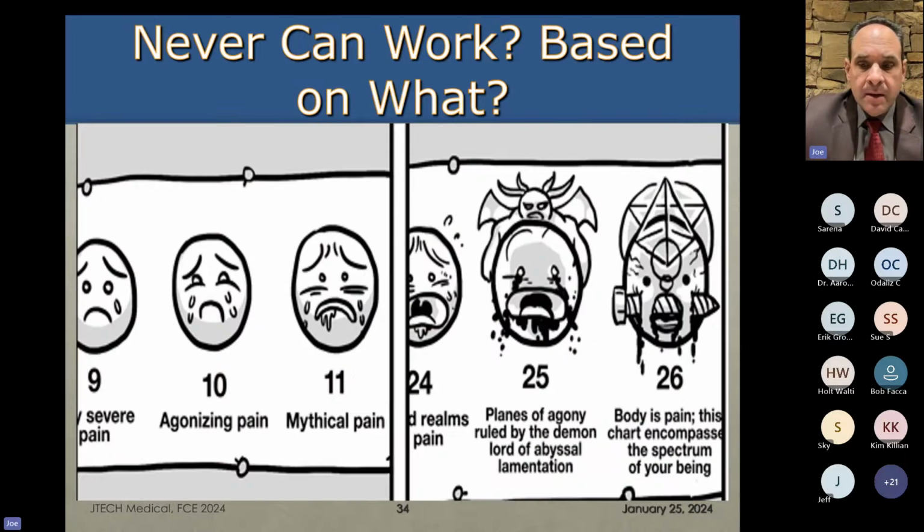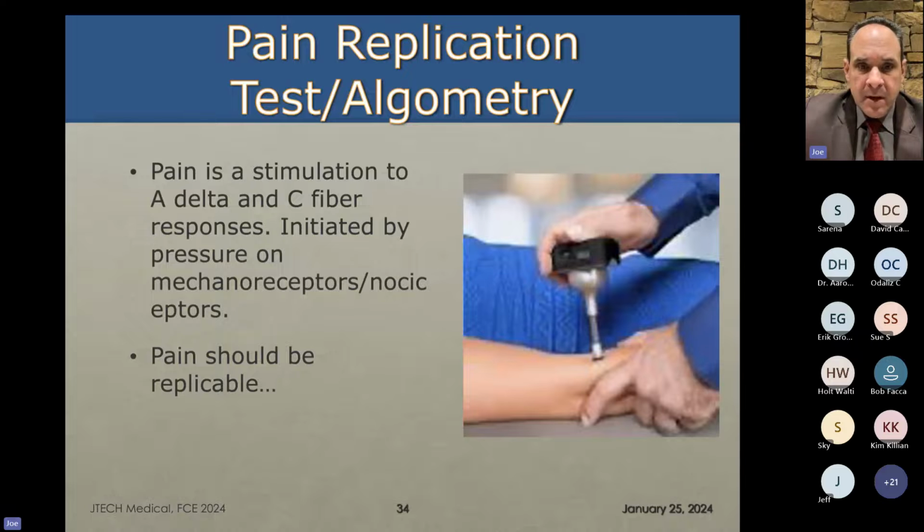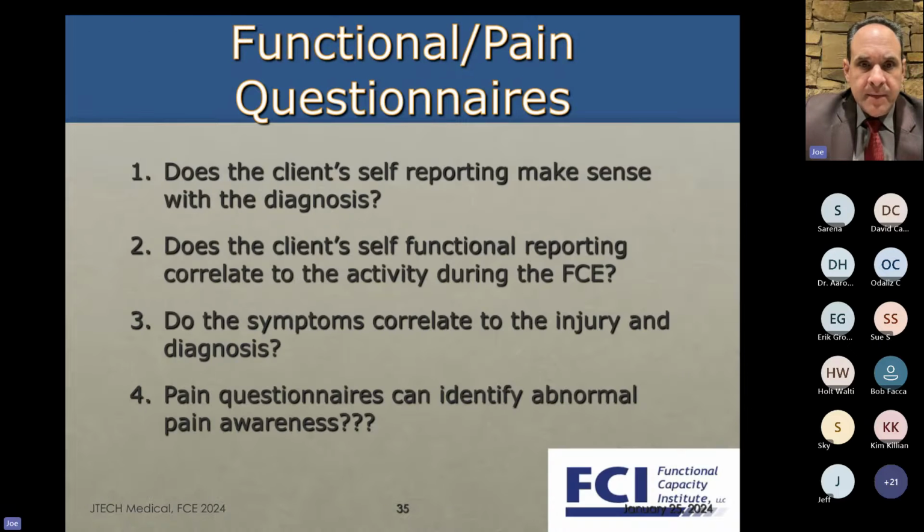The algometry is another one as well. But there's also a series of questionnaires that I think every FCE provider should be using. Not necessarily the same questionnaires, but there's plenty to choose from that are objective, that add to your validity, and are very specific to function as well as pain.